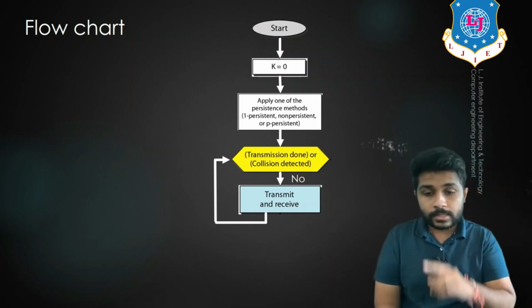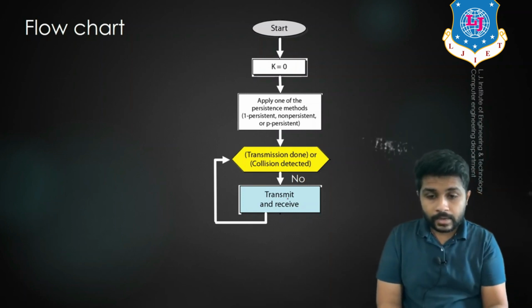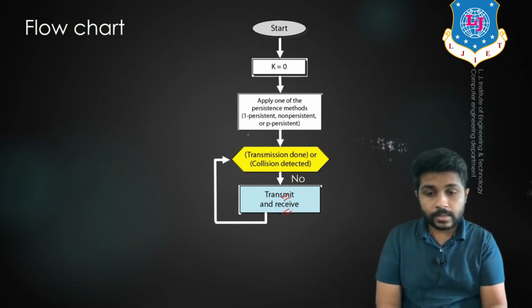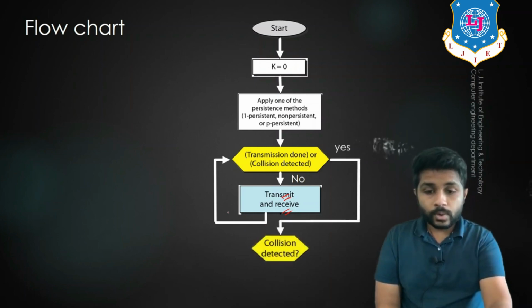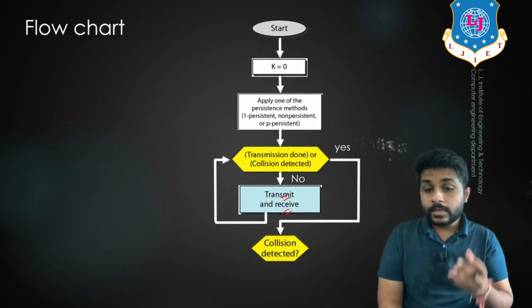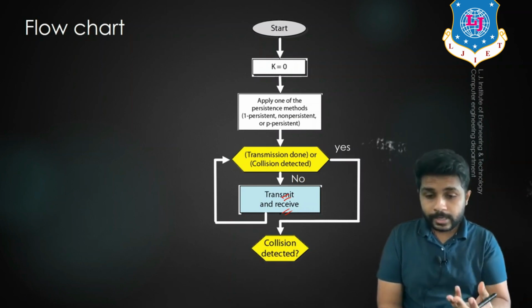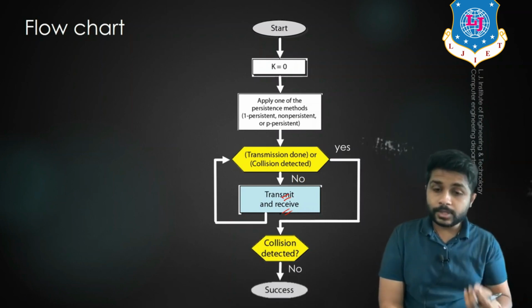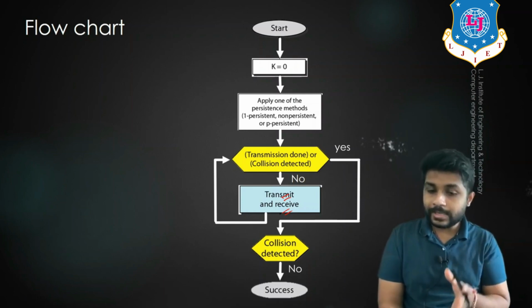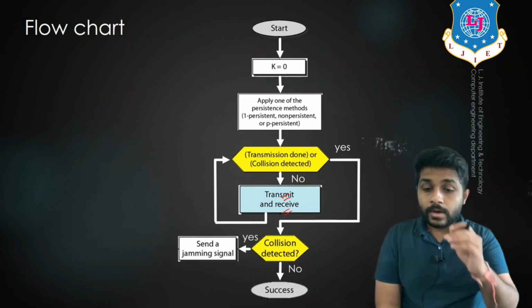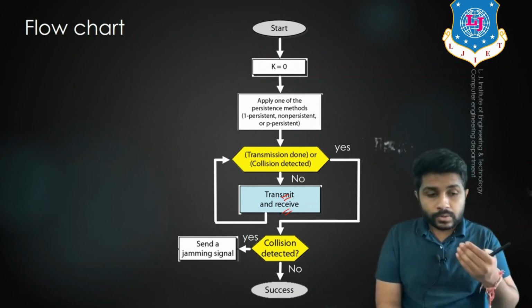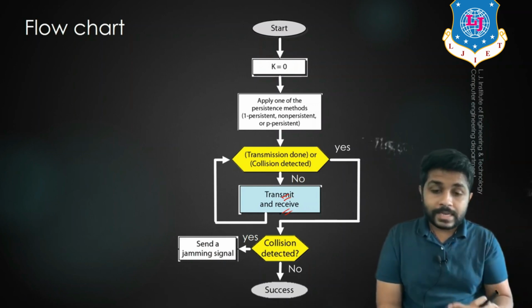So right now the sender will transmit and receive, it means it will sense until there is no collision detected. If the collision is detected, then the sender has to do retransmission. Suppose if collision is not detected, it means the transmission is successful. If the collision is detected, the sender will send the jamming signal.